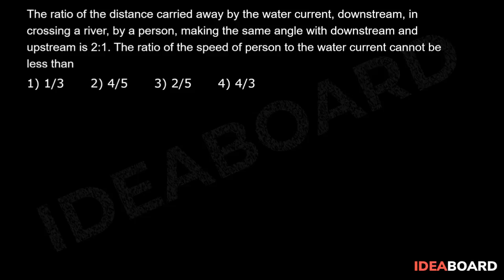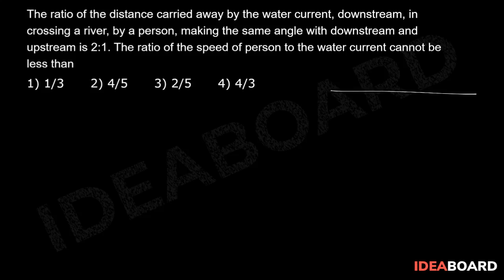The ratio of the distance carried away by the water current downstream in crossing a river by a person making the same angle with downstream and upstream is 2 raised to 1. The ratio of the speed of person to the water current cannot be less than. So now try to analyze the pretty important problem.